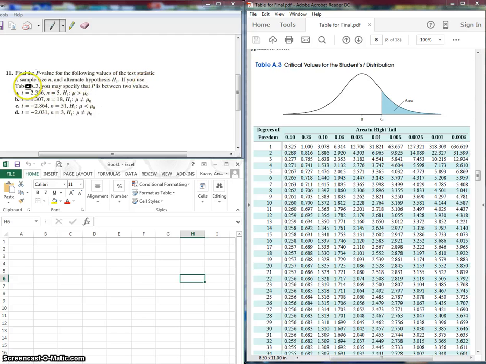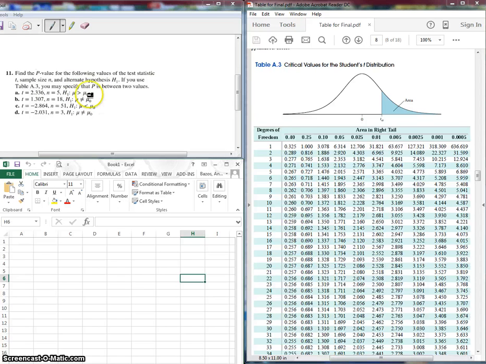If you use table A3, you may specify that p is between two values. So that's what we're going to do. P is between two values. So here for A, we have t equals 2.336, n equals 5, and this H1. So our test statistic t is 2.336, and we want to estimate our p-value. We have a one-tail test.